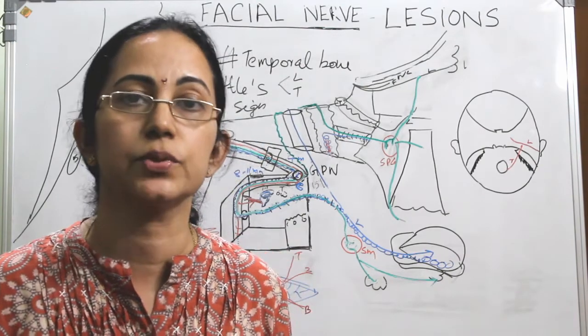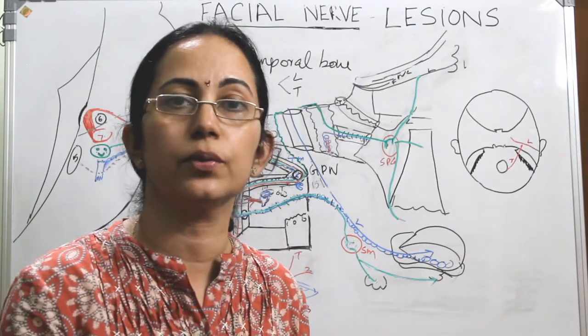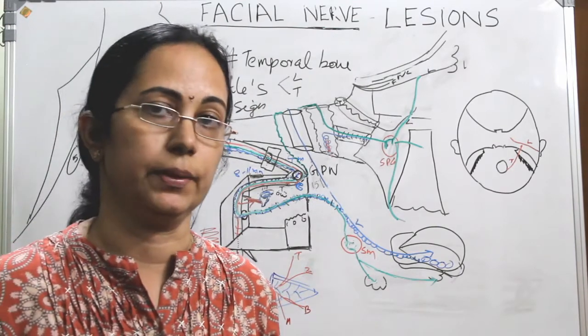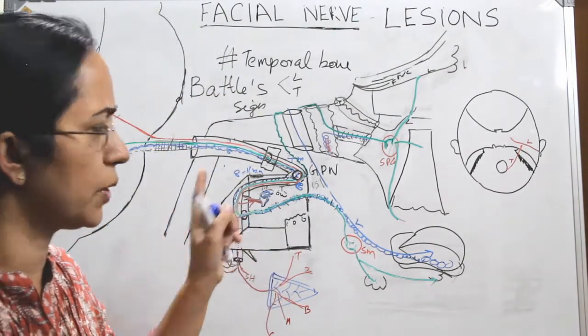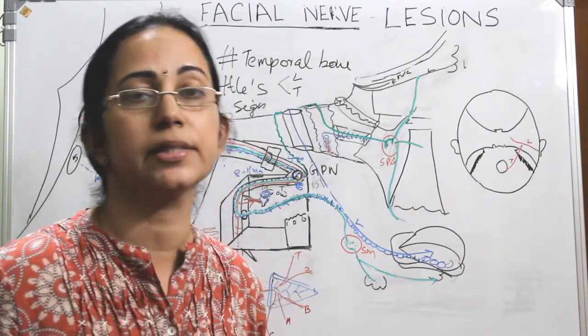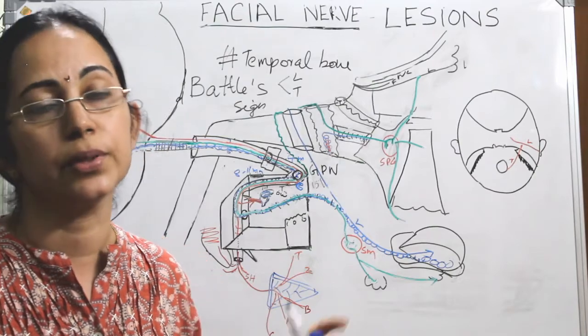So there is chance of injury during what surgery done over the footplate of stapes? It is a stapedectomy or stapedotomy. So if there is prolapse of the facial nerve due to dehiscence of the facial canal, there is high chance of injury to the facial nerve during surgery.